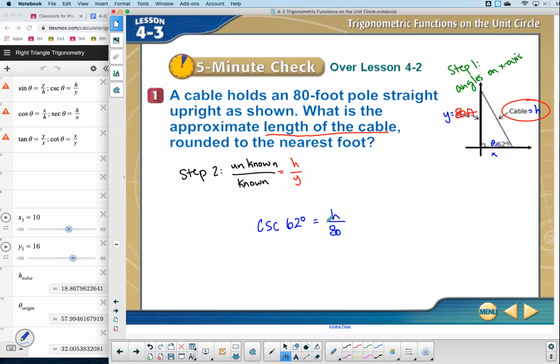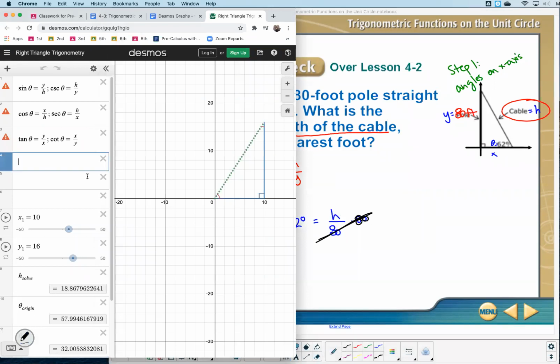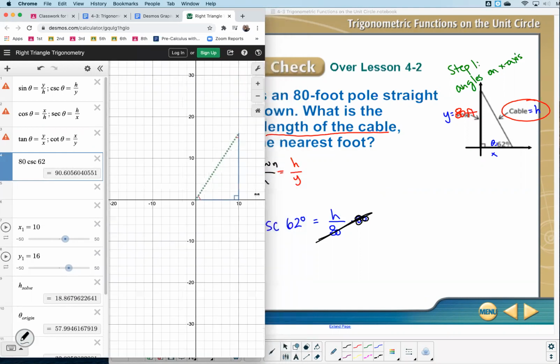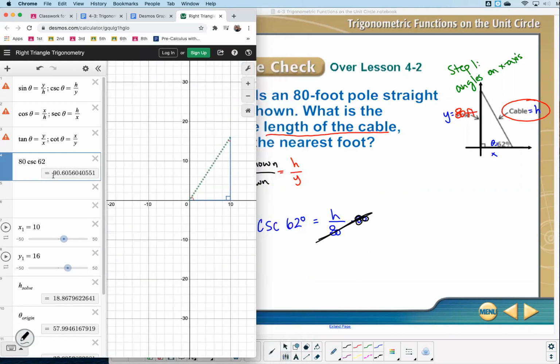What's the opposite of dividing by 80? Multiplying by 80. So if I multiply by 80, I'm able to use a proper math term, isolate my unknown. Now I have my h by itself. Let's go type this in the calculator. 80 CSC of 62 degrees. Answer is 90. I'm going to just round it.